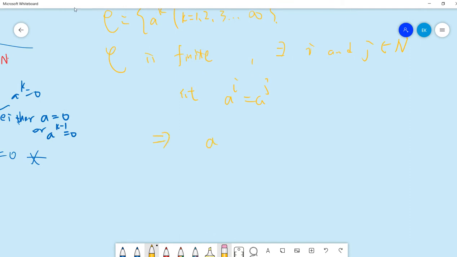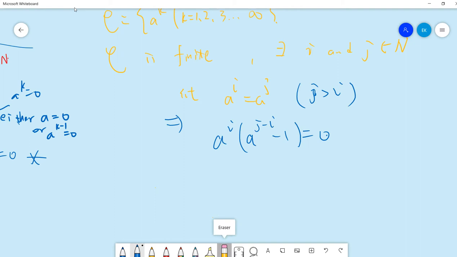Which tells you that a^i equals a^j, that is, a times a^(i-j) is 1. Sorry, this proof is wrong, because I cannot easily do multiplication by an inverse, but I can write it like this. So I can assume that j is larger than i.